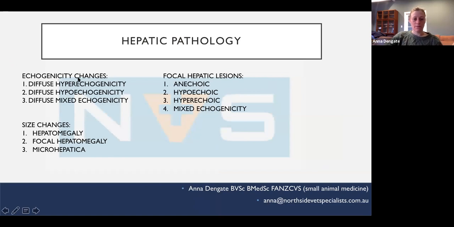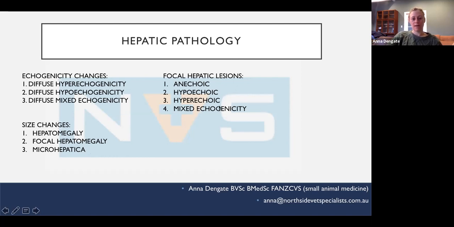So when we're talking about size, echogenicity, and if there are any focal lesions, how we're going to describe them. The echogenicity changes with the liver. They can be diffusely hyperechoic, diffusely hypoechoic, or diffusely mixed in echogenicity, and some people call that heterogeneous. With size changes, you can have generalized hepatomegaly, focal hepatomegaly, or microhepatica. And with focal lesions, they can be anechoic, hypoechoic, hyperechoic, or of mixed echogenicity.